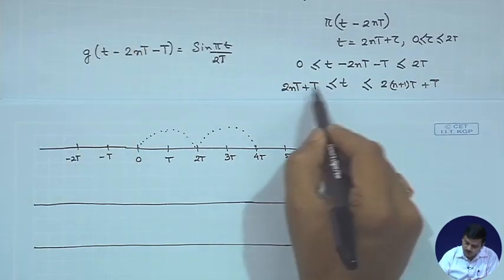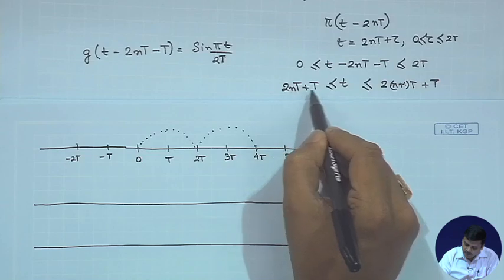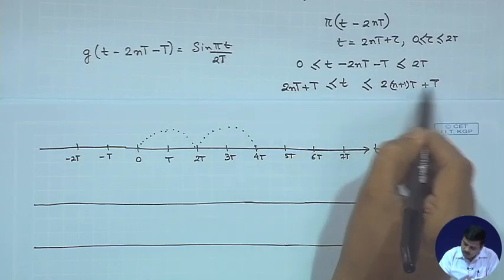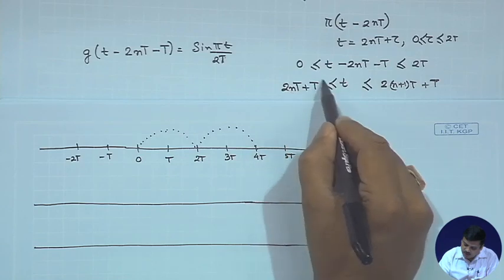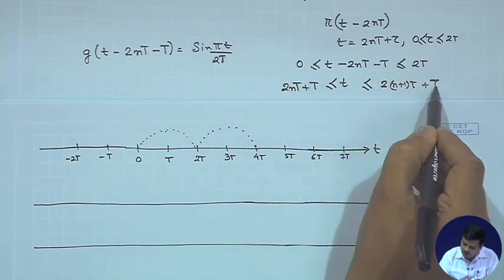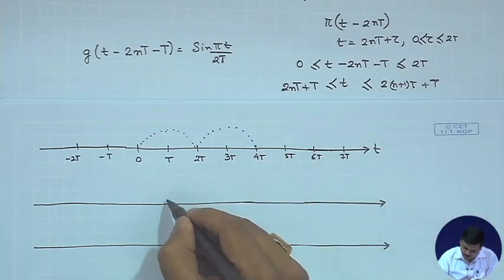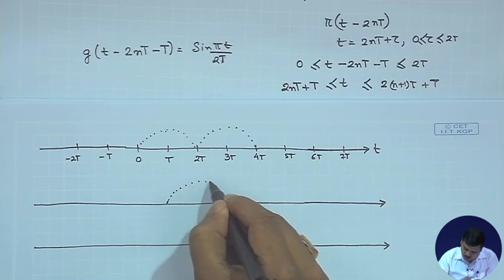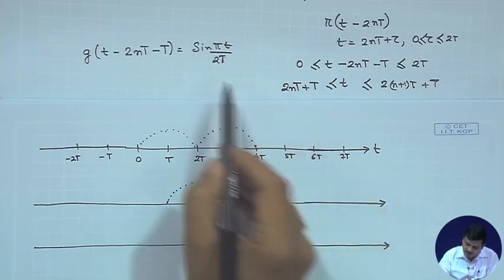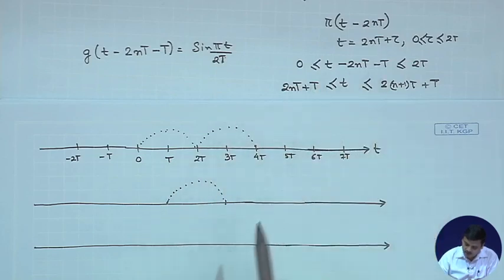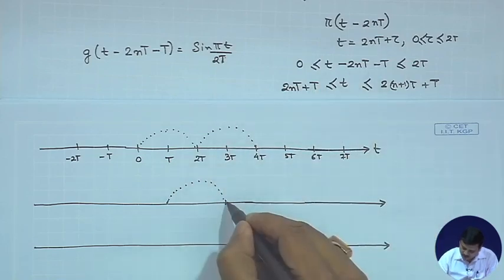The other time interval that we have depicted here: if we put n equals 0, we are going to get T to 3T. n equals 0 means t to 2 multiplied by T, that is 2T plus T, that is 3T. So that means from T to 3T, and again in a similar fashion, you would find that when t equals 2T, in this expression it gets the maximum value.